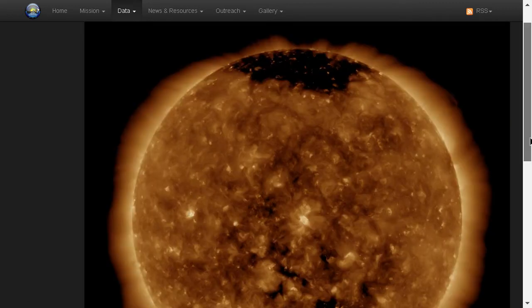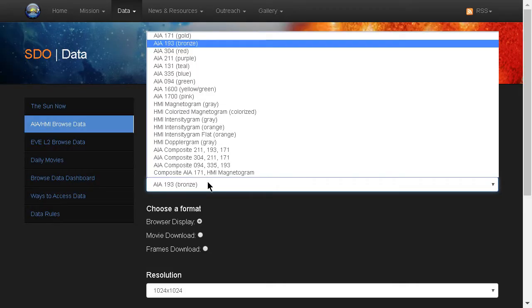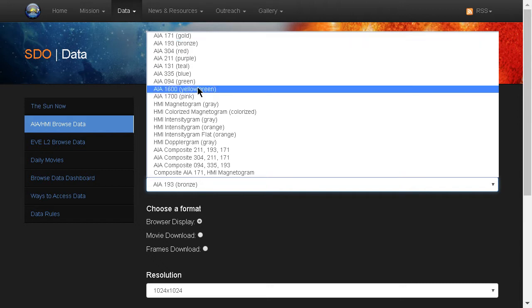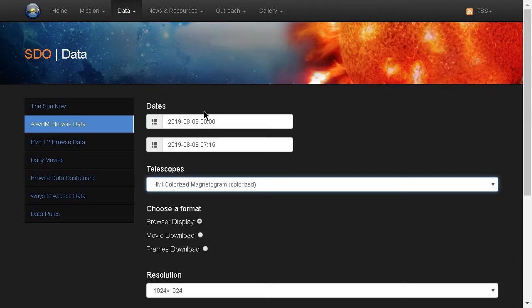Here's 193 angstroms. And we're going to look at the colored magnetogram also, as well as 304 angstroms. Here's a colored magnetogram. There is an active region right here on the equator, very close to the equator. Something to keep an eye on there. Otherwise, again, 0 sunspots.